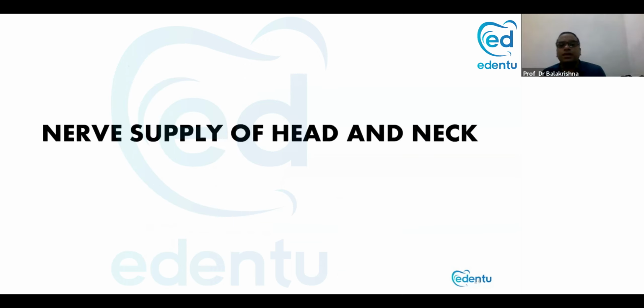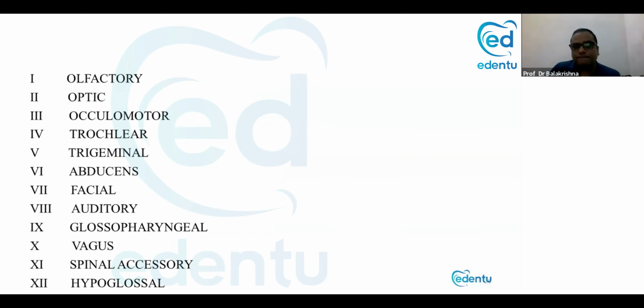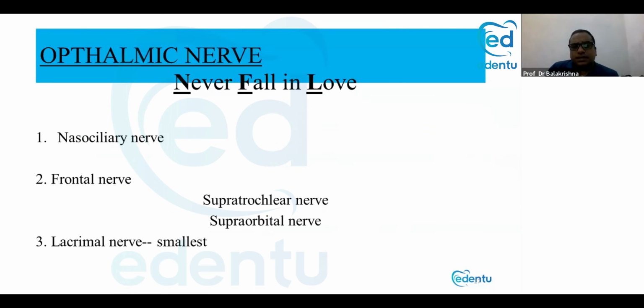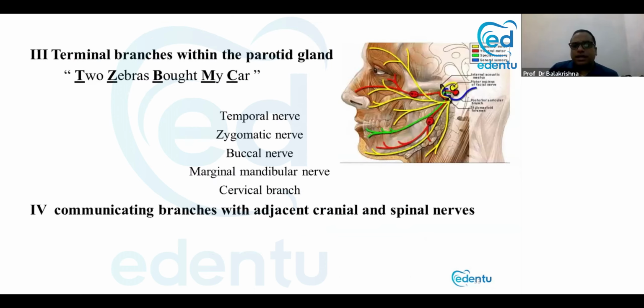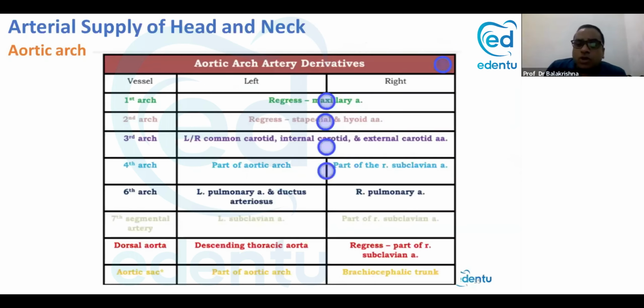So now coming to nerve supply of head and neck. Nerve supply of head and neck. Now coming to arterial supply. So now these are aortic arch derivatives. We have got first arch, second arch, third, fourth, sixth arch derivatives. Which arch, what derivatives and what it will supply, you will study in embryology in detail. I just gave it to give you an idea. You should have an idea like this.